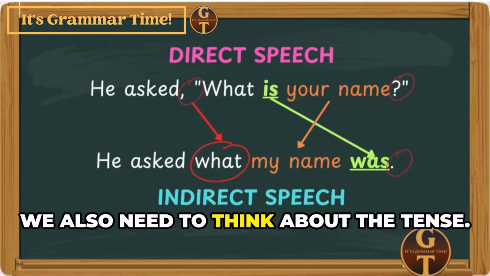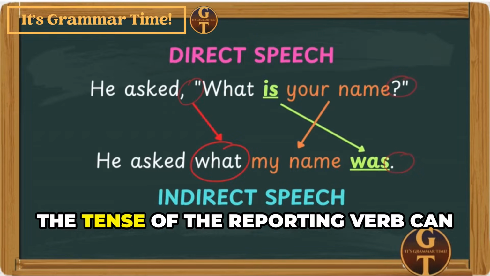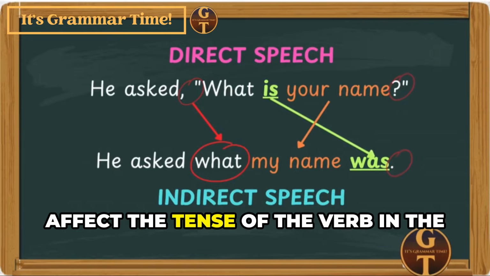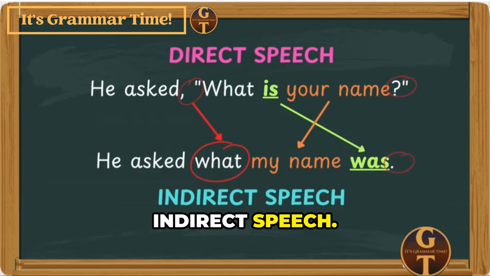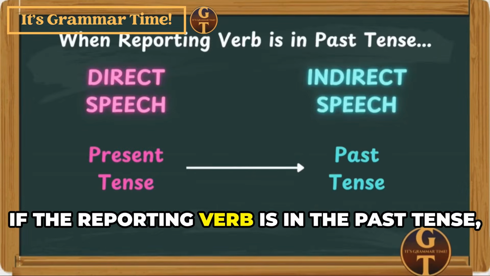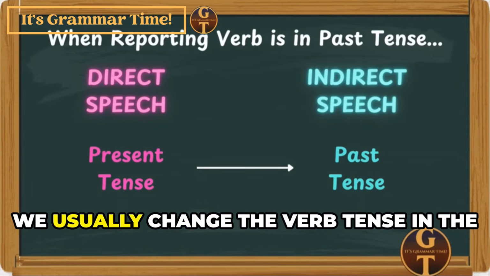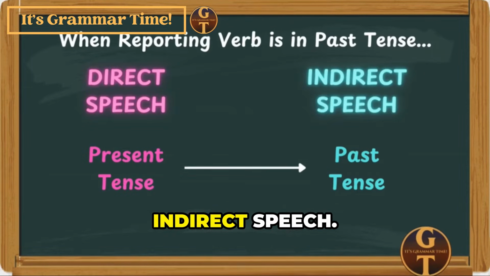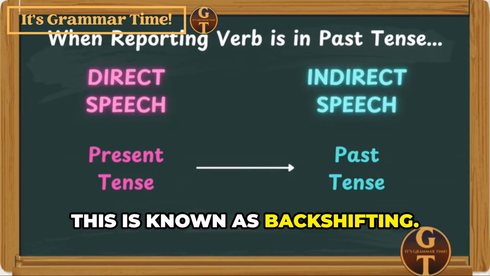We also need to think about the tense. The tense of the reporting verb can affect the tense of the verb in the indirect speech. If the reporting verb is in the past tense, we usually change the verb tense in the indirect speech. This is known as backshifting.